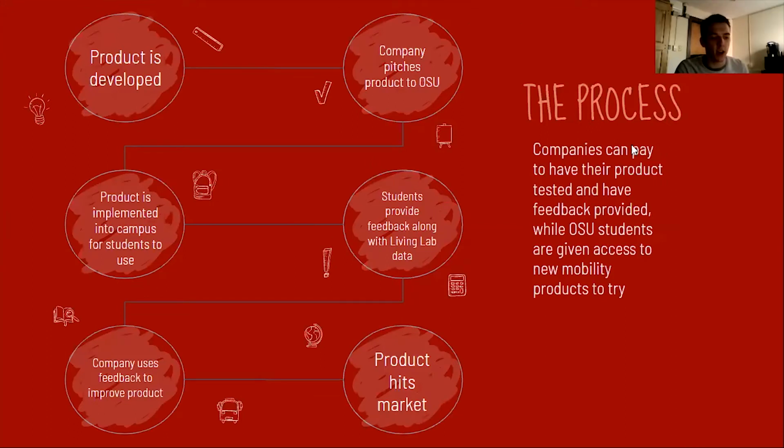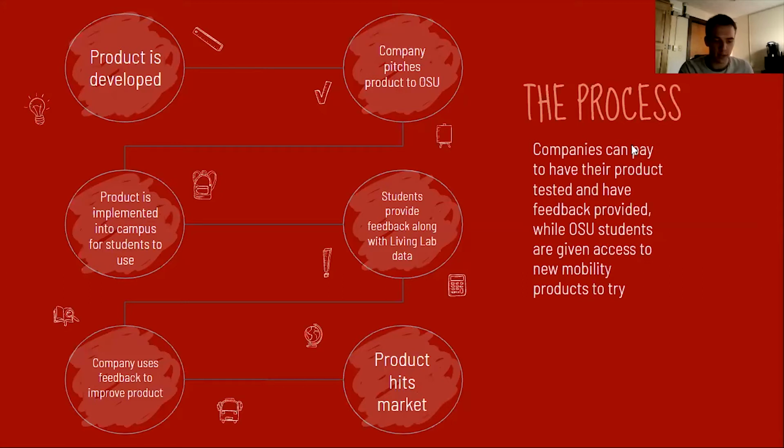So companies are able to take a mobility product that they're working on or have already developed, such as some electric vehicle. They can pitch the idea to Ohio State. Companies are able to pay Ohio State to have their products implemented on campus because OSU is providing the service of experimentation, feedback, and data collection for the company.